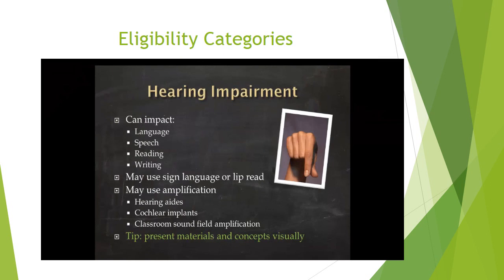A hearing impairment can negatively affect a student's language, speech, reading, and writing. Some students may have hearing aids or cochlear implants. A few students use sign language or learn to lip read. Most students benefit from materials being presented visually.